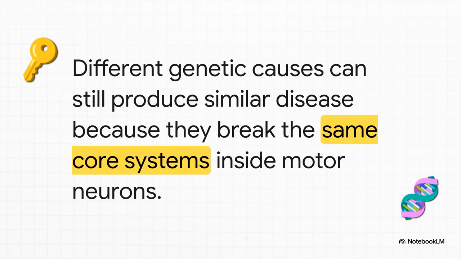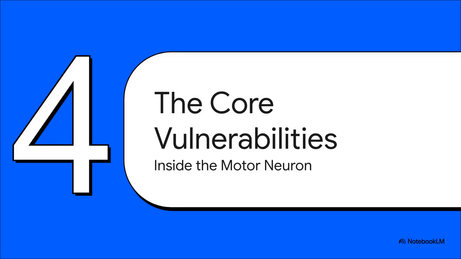So here's the big takeaway. In the end, it almost doesn't matter which faulty gene a person has. It's like having dozens of different keys, right? They all look different, but somehow they all manage to unlock the very same door because they're all targeting the same few locks. So let's go on a little tour.